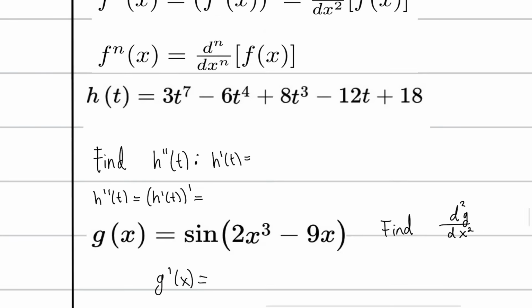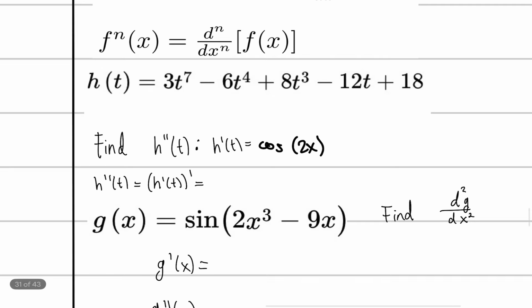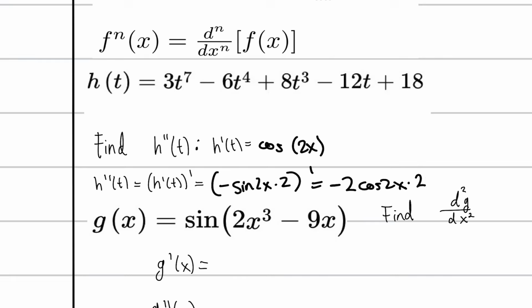For example, find h prime prime of t, and h prime of t is just what? Okay, h prime prime of t is h prime of t differentiated. Let's say we had the function cosine of 2x. Well, then h prime prime of t is the derivative of h prime. So with the derivative of cosine, negative sine, correct, multiplied by the derivative of the inside, 2, which is negative 2 cosine 2x times 2 again.